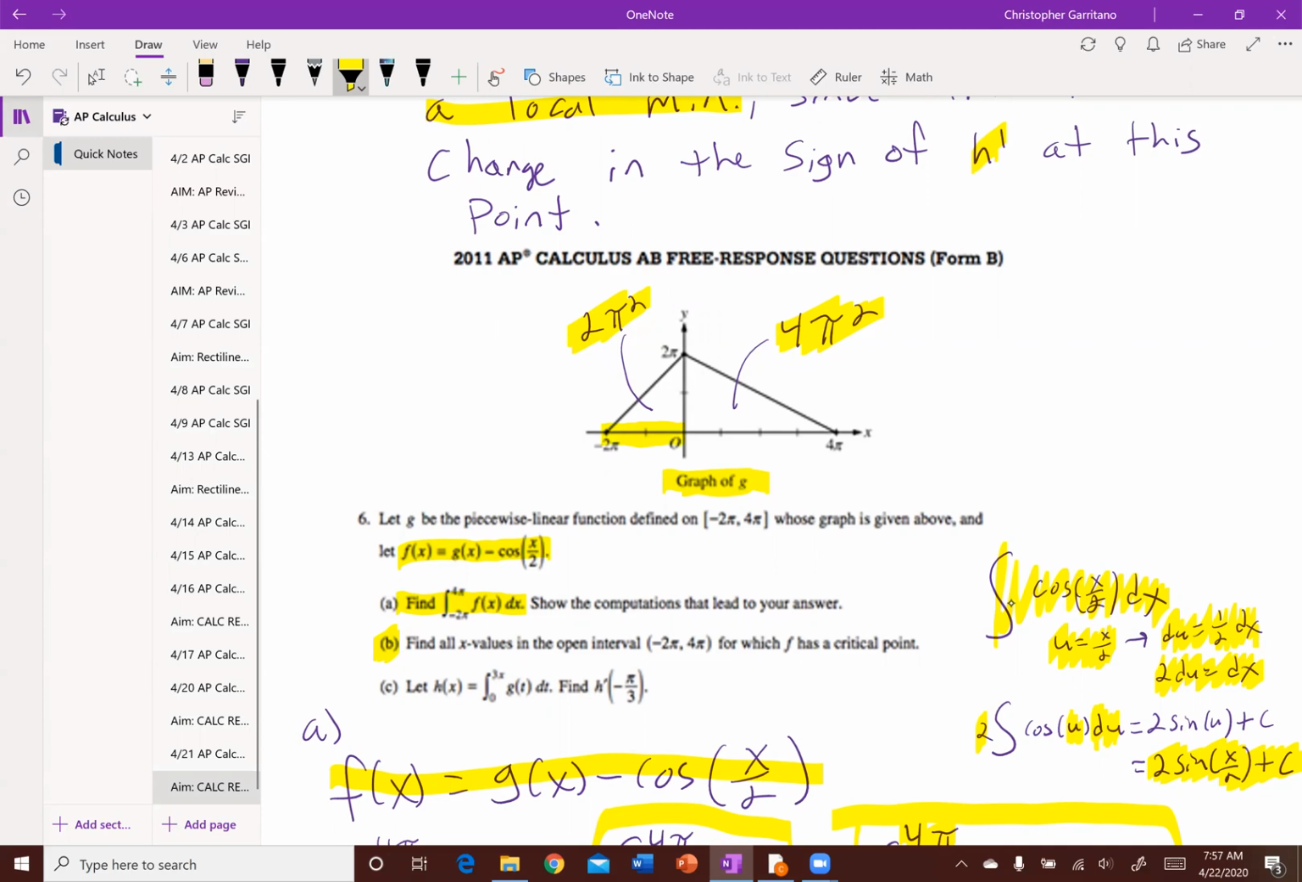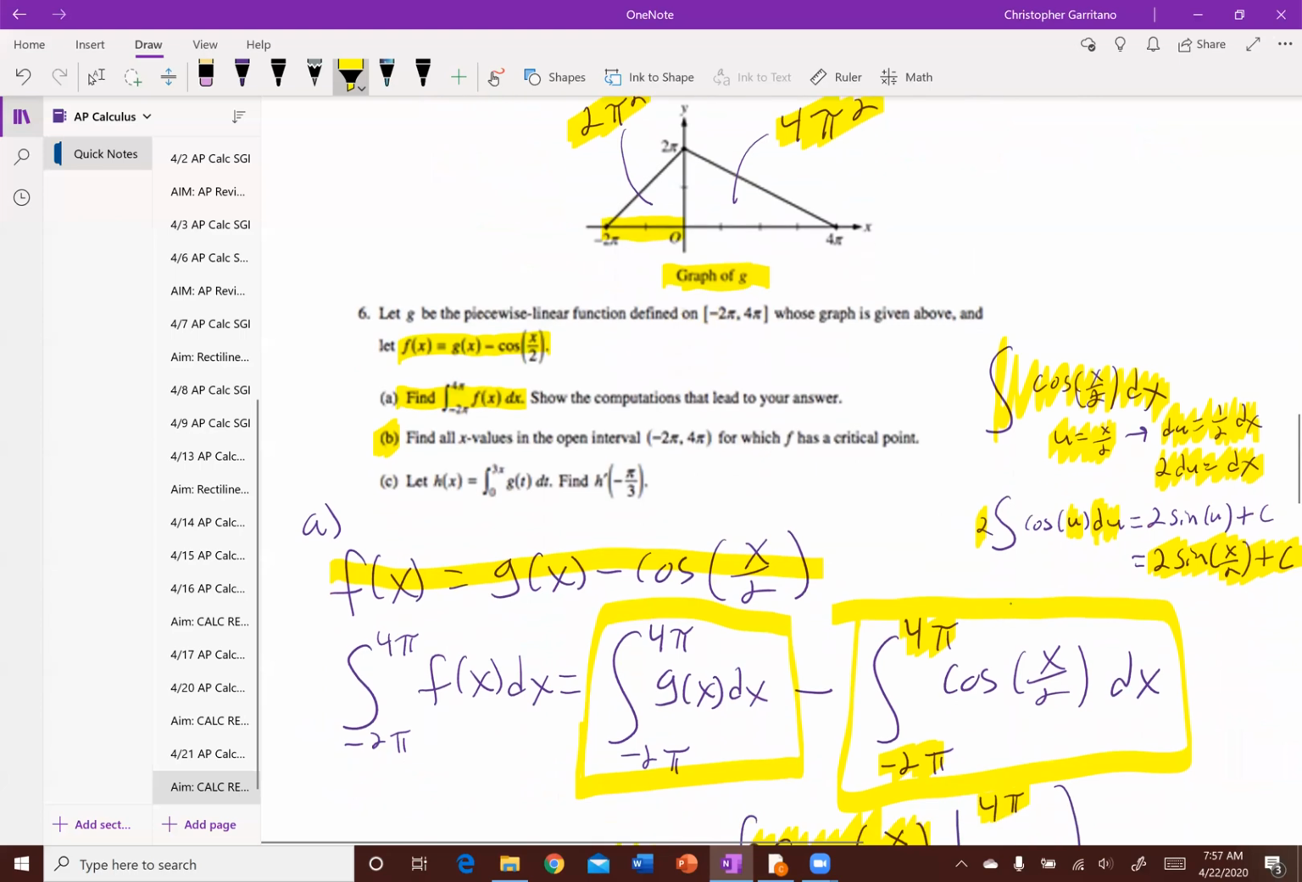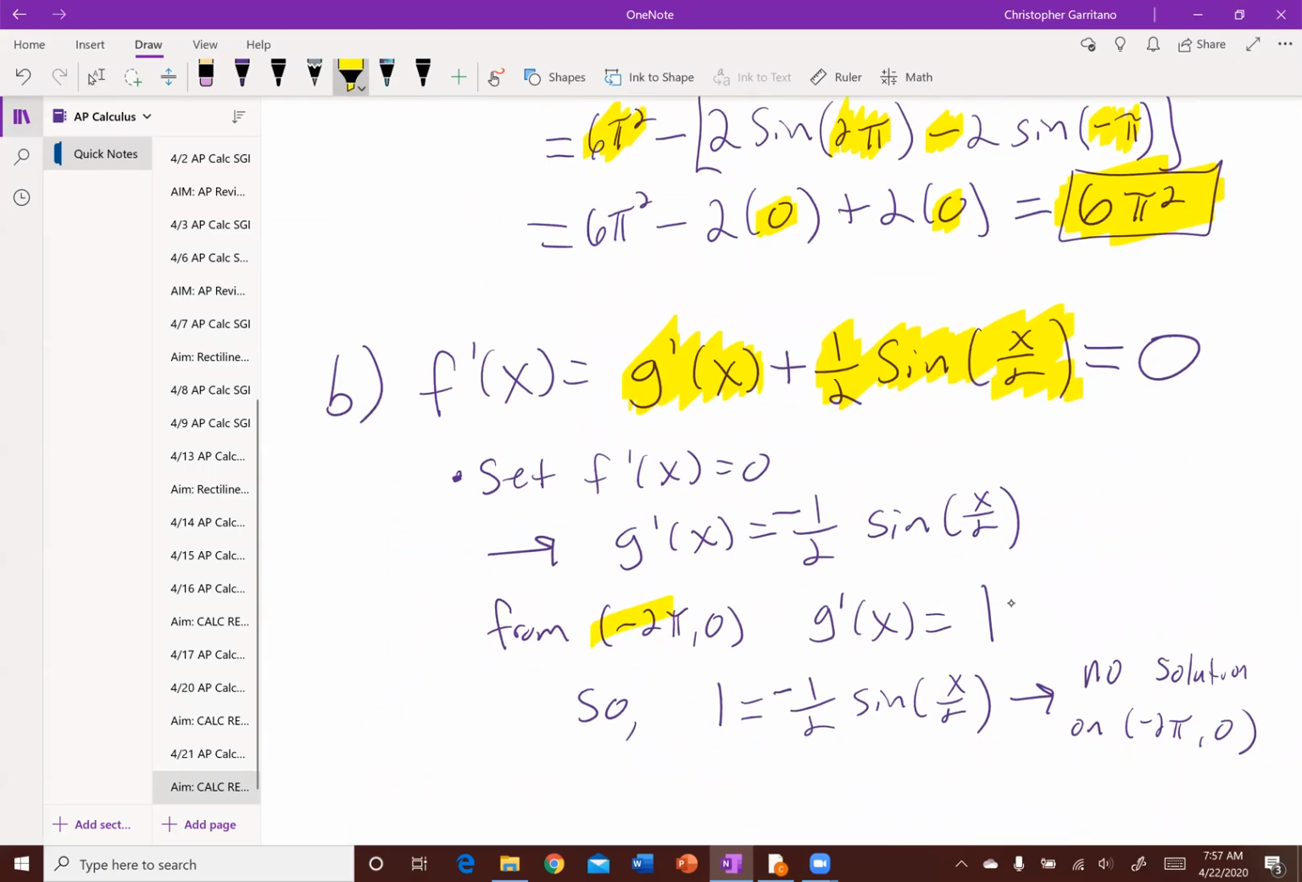And on that interval from negative 2 pi to 0, g prime is equal to 1, right? We're referring to the slope of g. And on this interval, the slope of g is 1. So I'm going to go back down here. And from negative 2 pi to 0, as we just saw, g prime of x is equal to 1. So where I wrote g prime of x is equal to negative 1/2 sine of x over 2, I'm going to rewrite that as 1 is equal to -1/2 sine x over 2. And using your calculator, you can see that there's no solution for this equation on this interval. All right, so there's no critical point. Well, there's no way that f prime of x could equal 0 on the interval from -2 pi to 0.